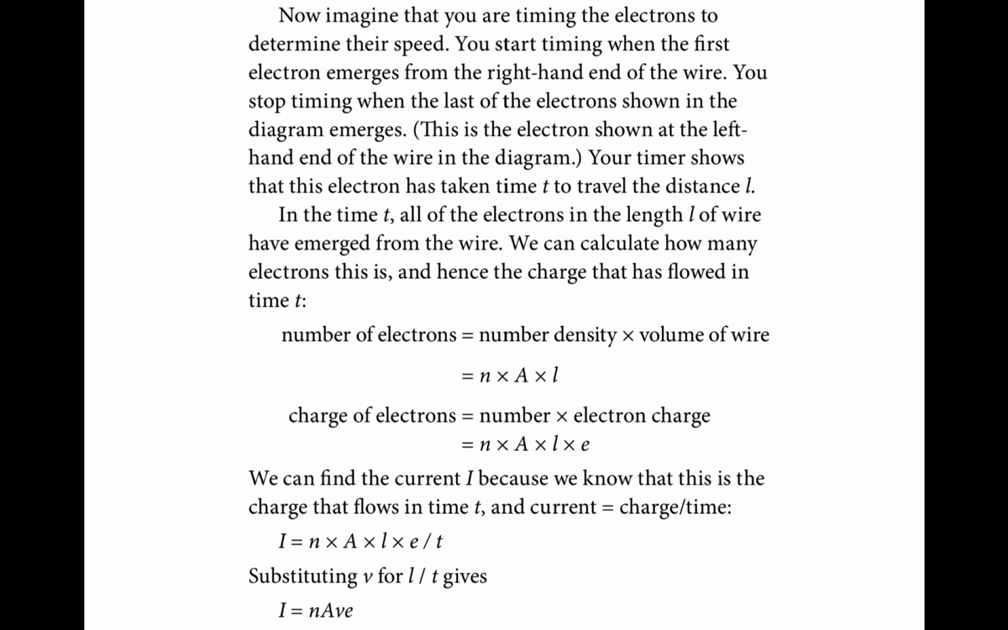Okay, so I picked this out because this was a very good explanation and derivation for the equation. So now imagine that you are timing the electrons to determine that speed. You plug in a battery, turn it on, and then you start a timer from when the electron starts from the left hand side and emerges from the right hand side of the wire. And you stop the time when the last electron, which is a part of the wire, comes out of the second end. So your time will show that this electron has taken time t to travel distance L.